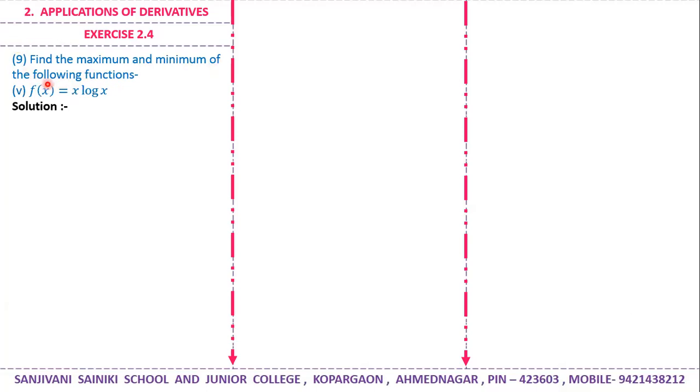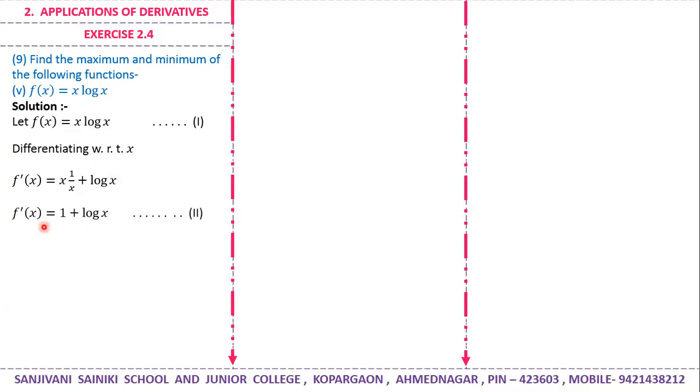Find the minimum of the following: x log x. Now, the logarithmic function f of x is equal to x log x. Differentiate with respect to x, use the product rule: first function as it is, derivative of the second function, plus second function as it is, derivative of the first one. Simplify. This is our first derivative.